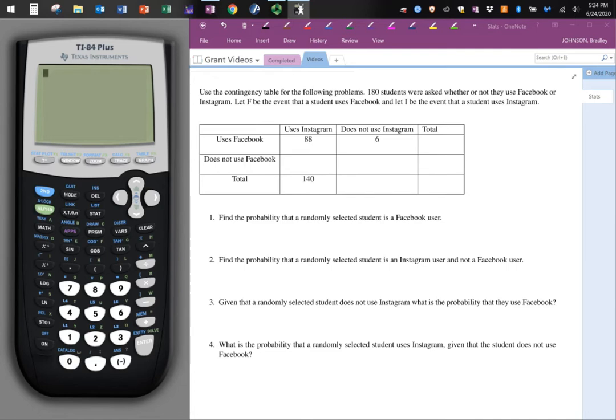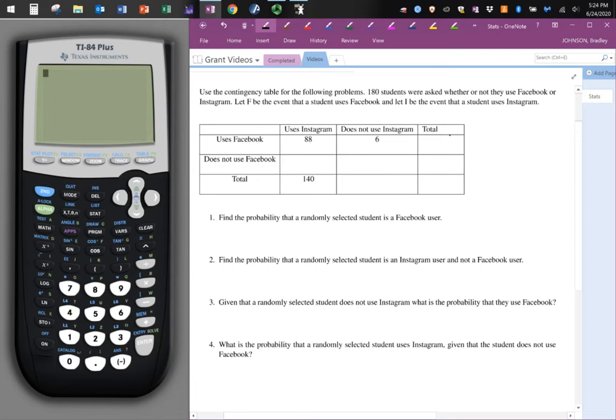We can see that this 88 right here uses Instagram and uses Facebook. It's in the overlap, so 88 use Facebook and Instagram. If we look at this column and you see the total 140, we see that the total 140 students use Instagram. And then this value of 6 students do not use Instagram, but they do use Facebook. So that's how you read the overlap.